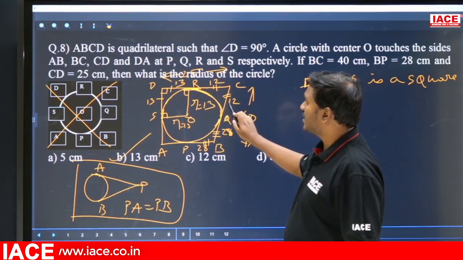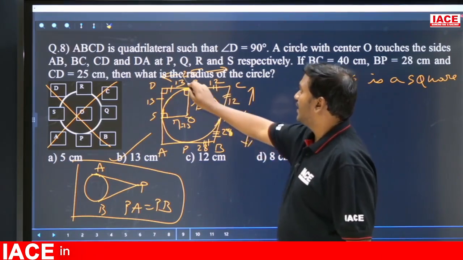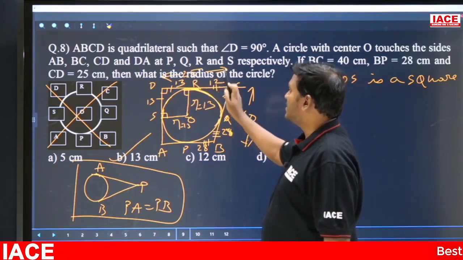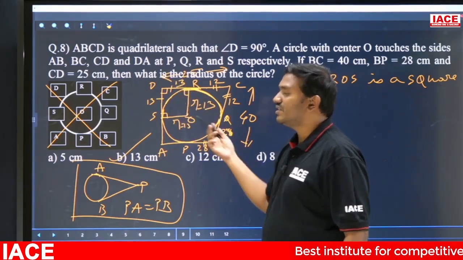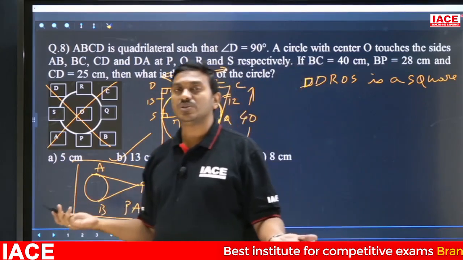Again this tangent and this tangent both are equal. This is 12 means this is also 12, and this value is given 25. 25 means 12 means this is 13. 13 means automatically these two tangents are equal. 13 means 13, and it is a square means radius is how much? 13. Okay, so directly we can write.